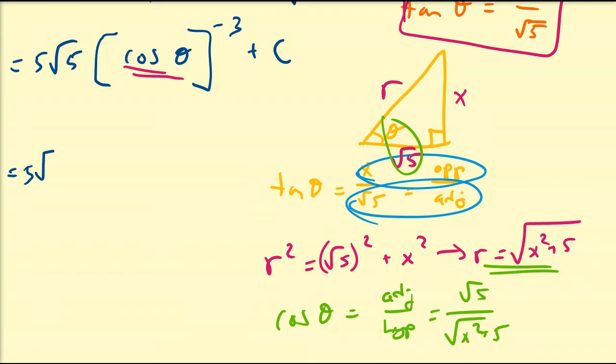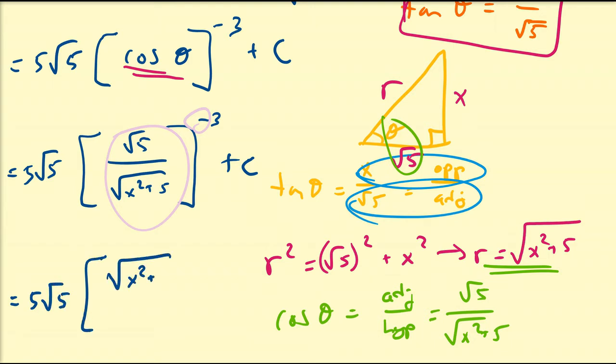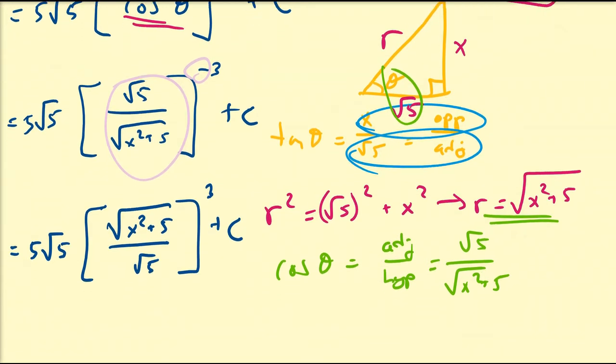So this is going to be equal to 5 times the square root of 5 times the cosine of theta, which is equal to the square root of 5 divided by the square root of x squared plus 5, all raised to the minus 3, plus c. And now at least we've got rid of our circular trig functions, right? So let's proceed in algebraically manipulating this. I'm going to flip my fraction with this negative exponent and turn it into a positive one. So this is going to be 5 times the square root of 5 times the square root of x squared plus 5, all divided by the square root of 5, all raised to the positive 3, plus c.